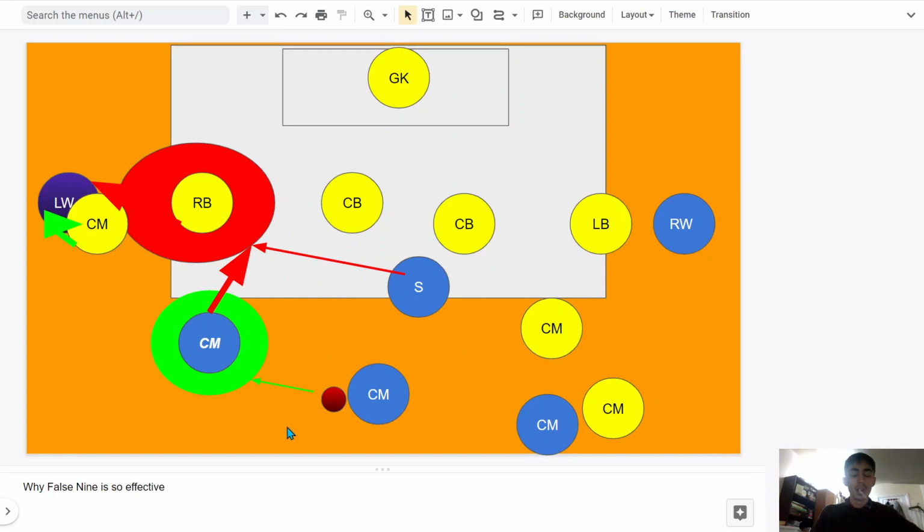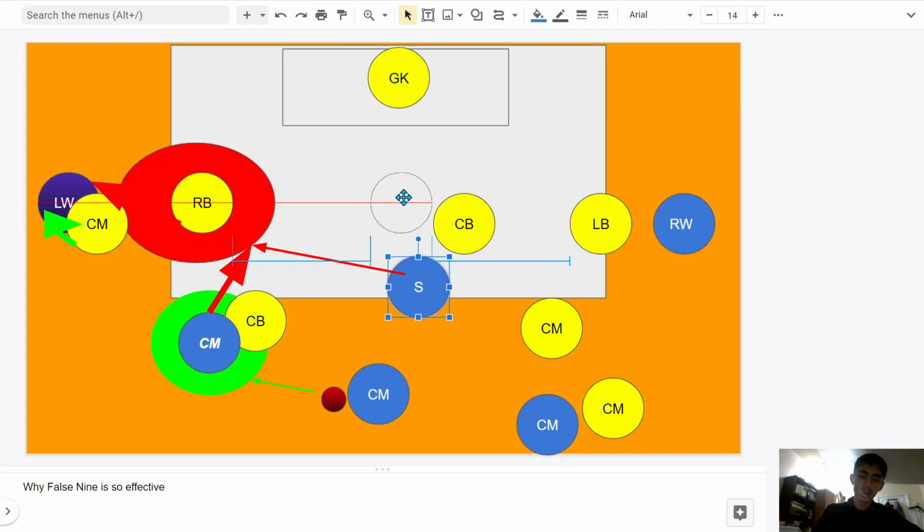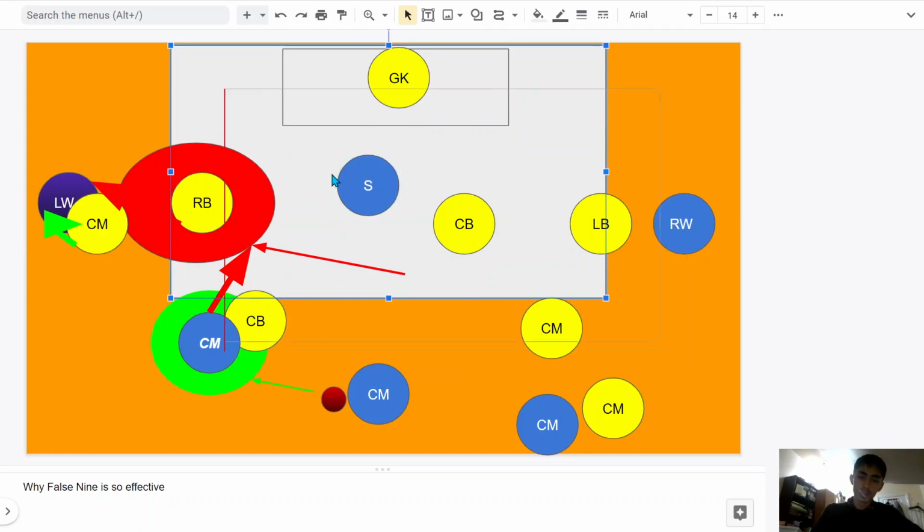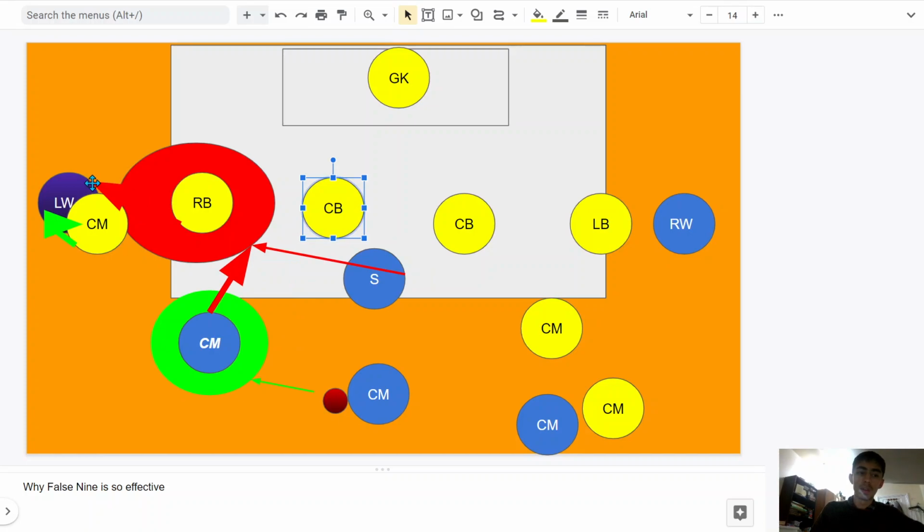So because of this situation, right? If the centre back, once again, tries to come forward, then who's going to deal with this space over here? Who's going to do that, right? This leaves him with an open pass and an open shot, right? So because of this is why the false nine is so effective.